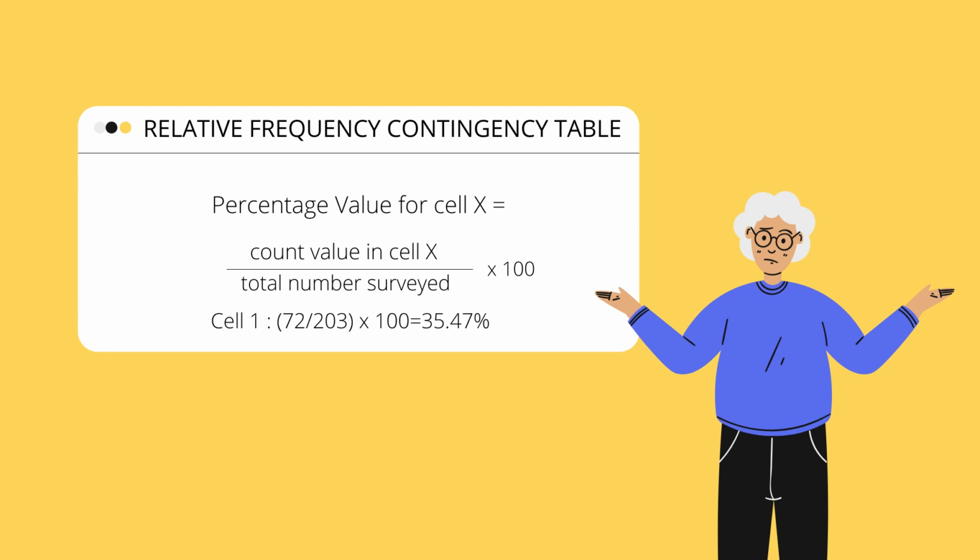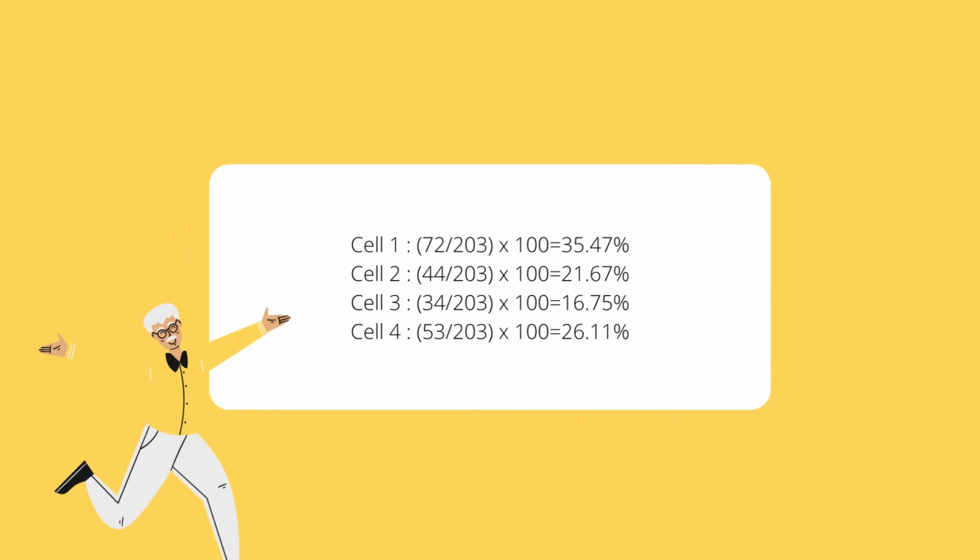So for the first cell, we divide 72, which is our count value for cell 1, by 203, which is the total number of students surveyed, and we get 35.47%. The calculations for the other three cells are exactly the same, and I have the calculations here just so you can see where I am getting the values from.